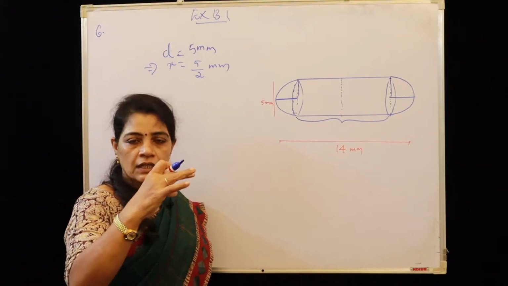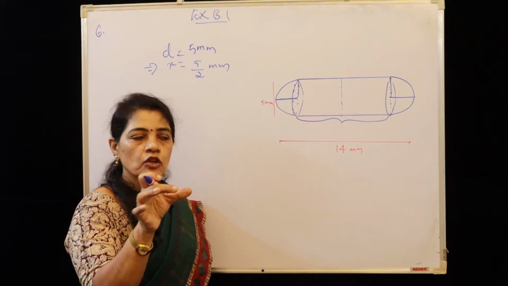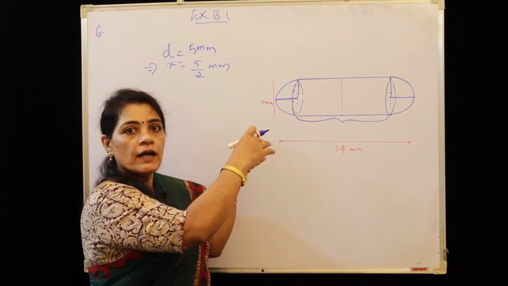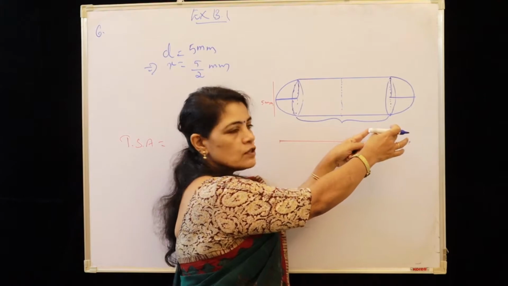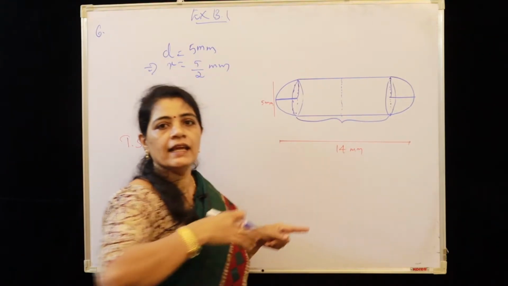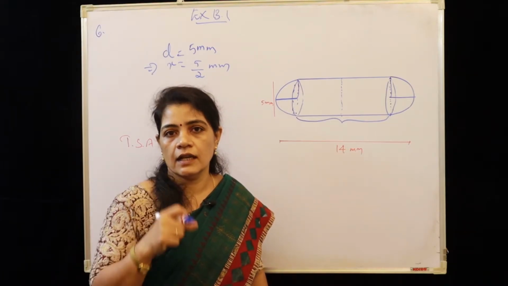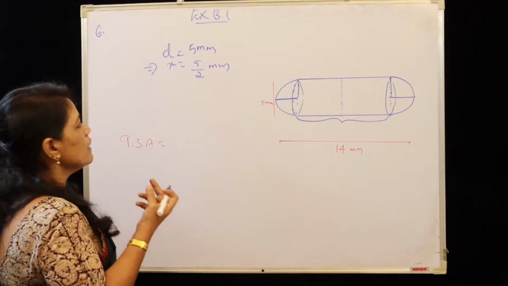So from both, in order to subtract the depth, the length of the hemispheres, you have to subtract 5 by 2 plus 5 by 2. This is 5 by 2, there also 5 by 2, from the total length 14 mm. That will give you the length of the cylindrical portion, that is the height H you will be getting. Okay, so that is what I am going to do.